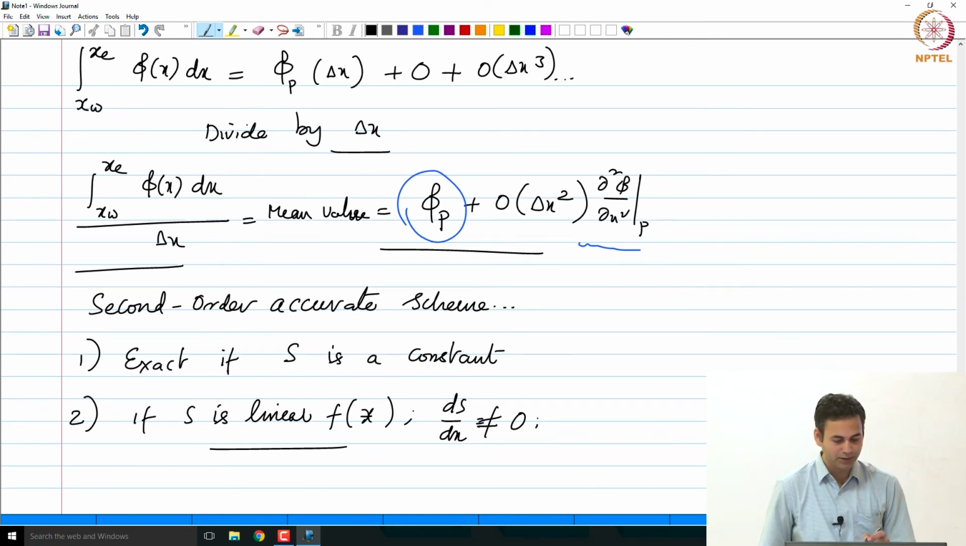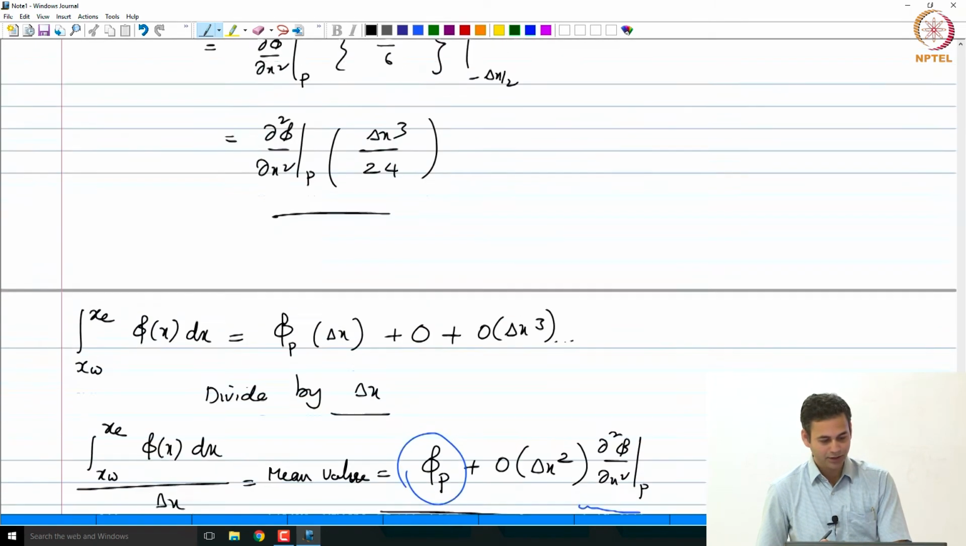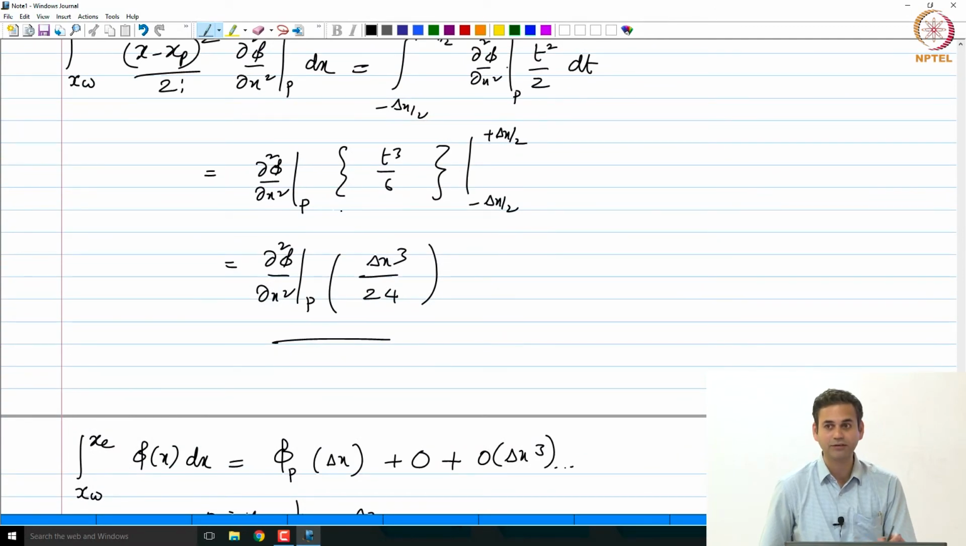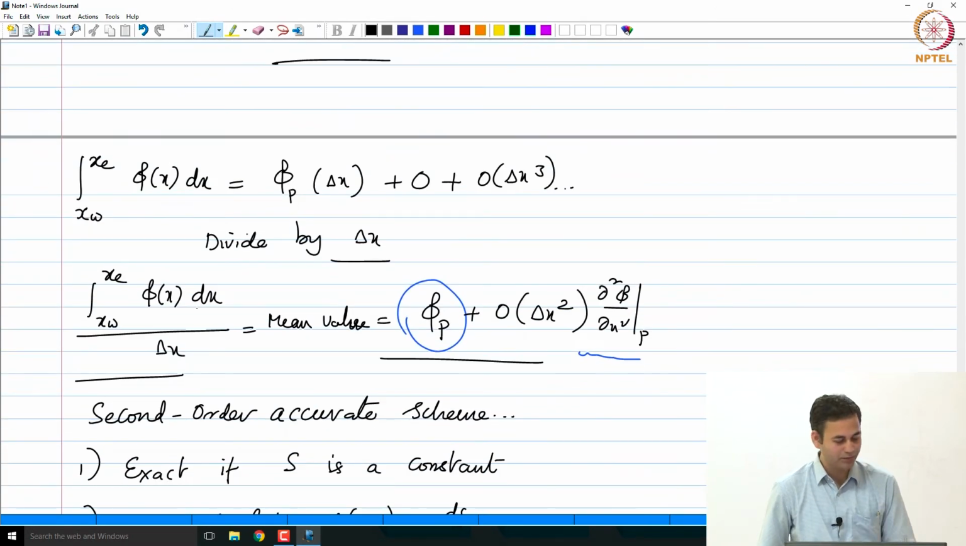You will have the first term, but your first term does not survive in the truncation error analysis because of the integration here, right. It only depends on this mean value approximation, only on the dou square phi by dou x square terms, right. The d phi dx terms got cancelled, right.